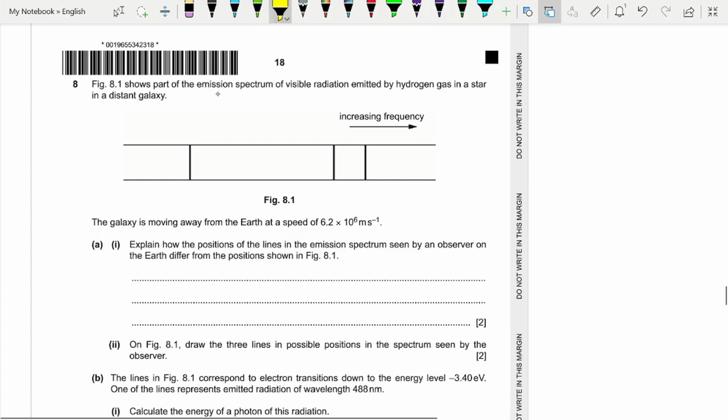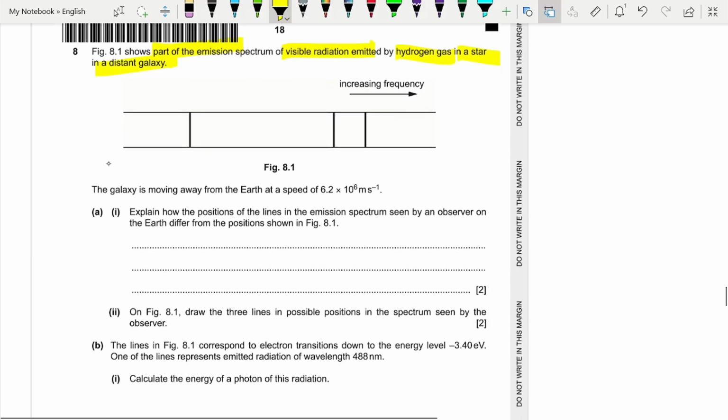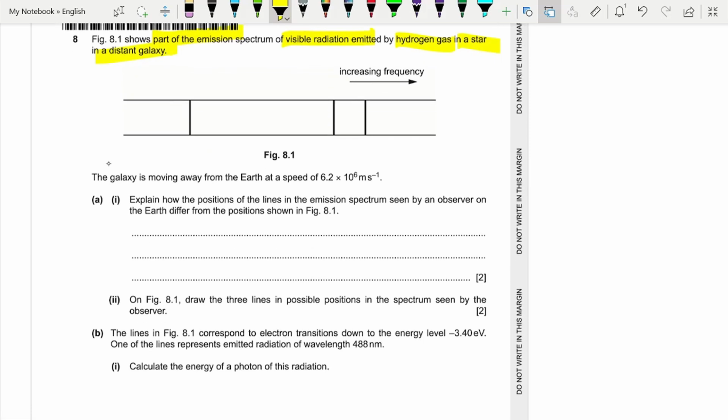So I have a galaxy and I have a little star that's present in that galaxy. That is going to emit a certain visible radiation that I'm going to see in a lab by doing the same experiment, but this time using hydrogen gas. Now we know that I have Earth and I have this galaxy and it's moving away from Earth with a specific velocity. I want to explain how the position of the lines present on this emission spectrum as seen by an observer would differ from the positions that are shown over here.